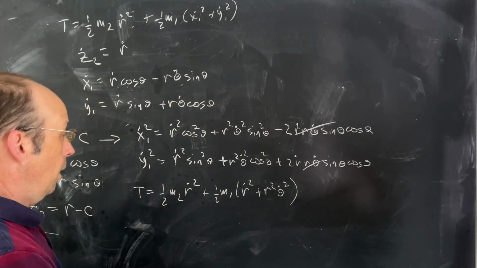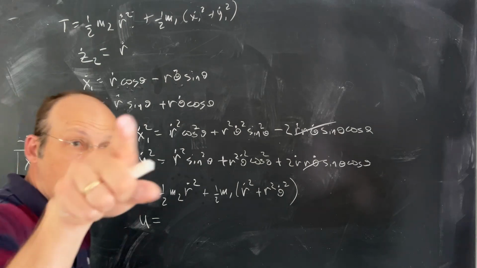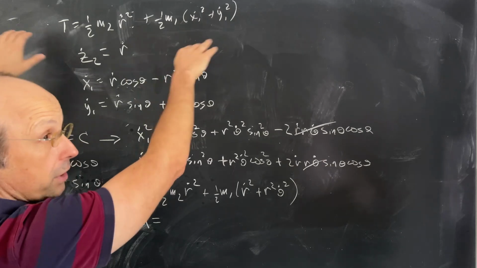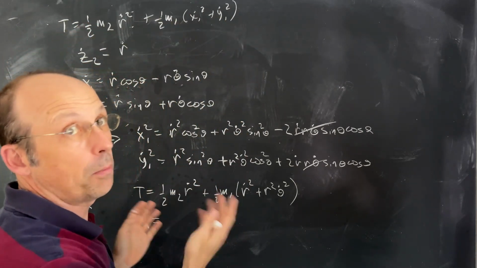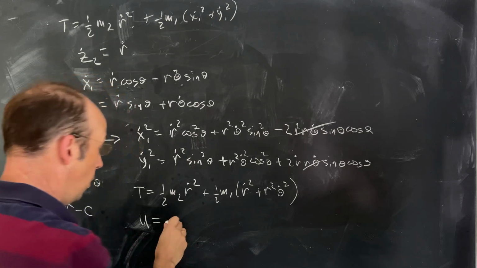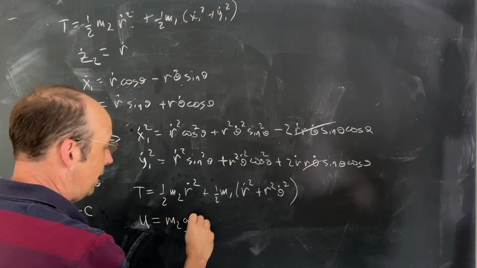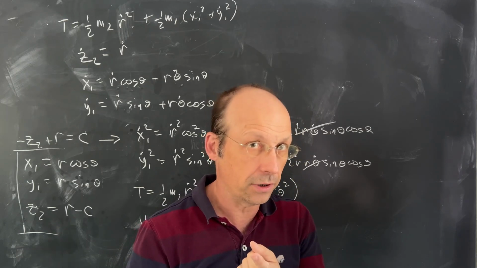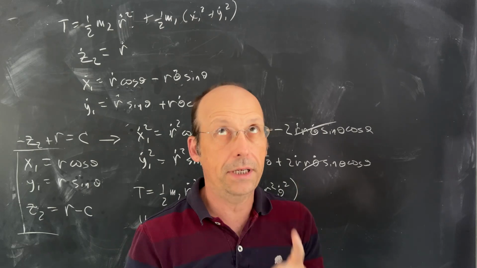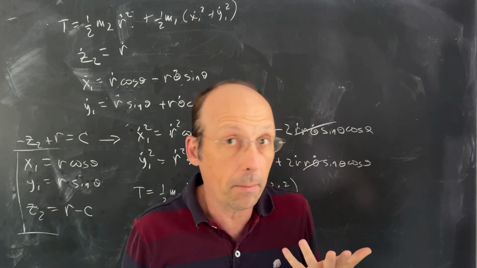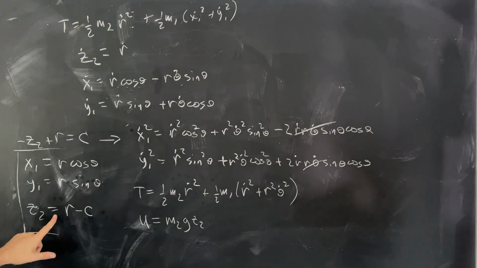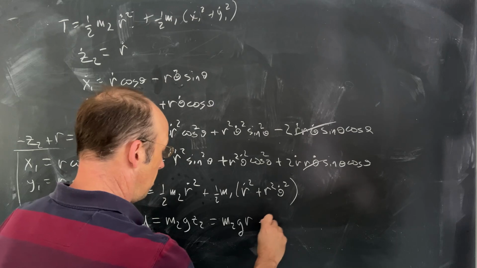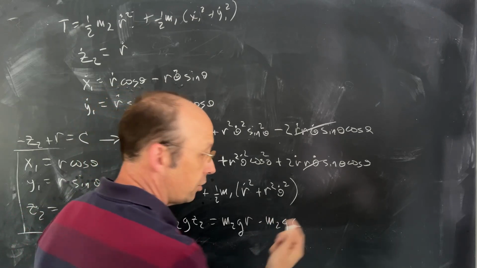Okay. Now, what about u? So u is just going to be, if we call the top of the table z equals 0, then that has no potential energy, and it's just the potential energy down below, which is going to be m2 g z2. Okay, now remember z2 is negative, so the potential energy is negative. That's fine, but I don't want the potential energy in terms of z2. It's not one of my generalized coordinates, so I have to go back over here and put in r minus c. This is going to be m2 g r minus m2 g c, and c is just a constant.